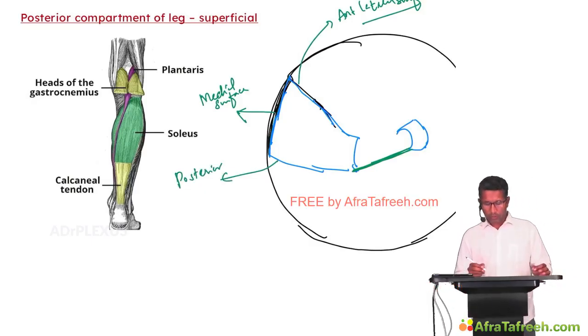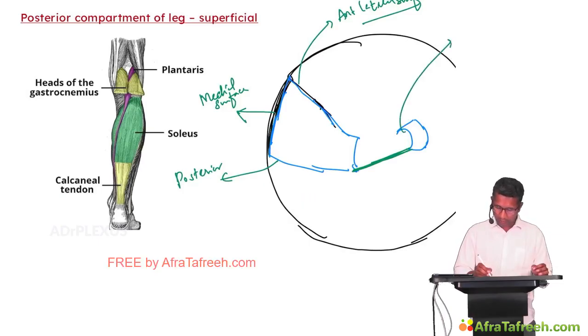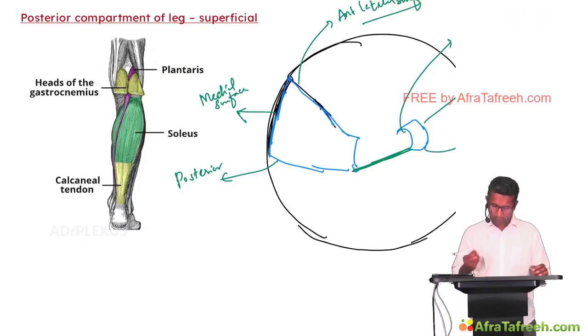When you look at the fibula, it again has similar kinds of surfaces. What you see here is the anterior surface of the fibula, this is the lateral surface of the fibula, and this is the posterior surface of the fibula.